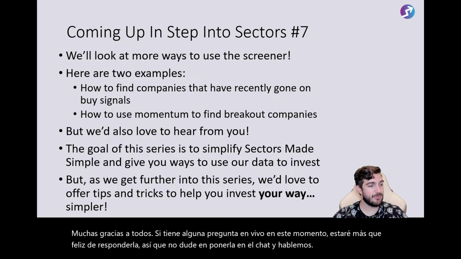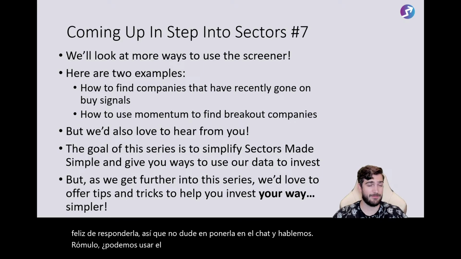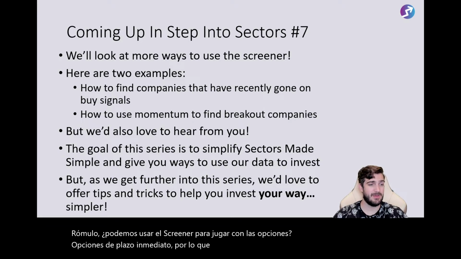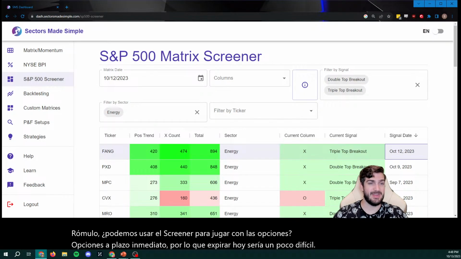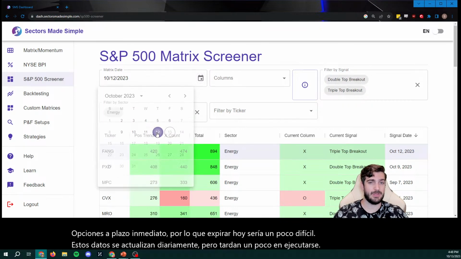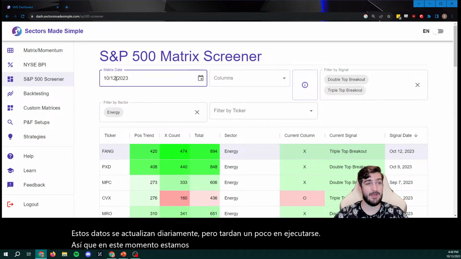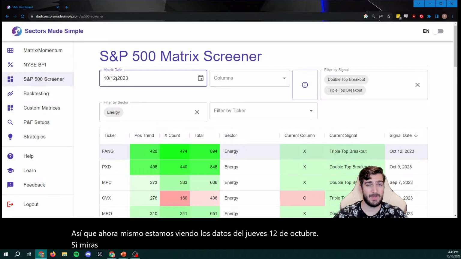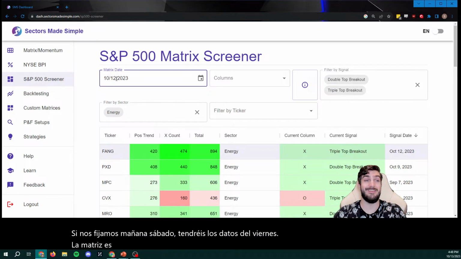Romulo, can we use the screener to play with options? Immediate term options, so options expiring today, would be a little tough. This data is updated daily, but does take a little bit of time to run. So right now, we are looking at the data from Thursday, October 12th. If you look tomorrow, on Saturday, you will have Friday's data. So the matrix is always from the previous day. This data is also from the previous day.